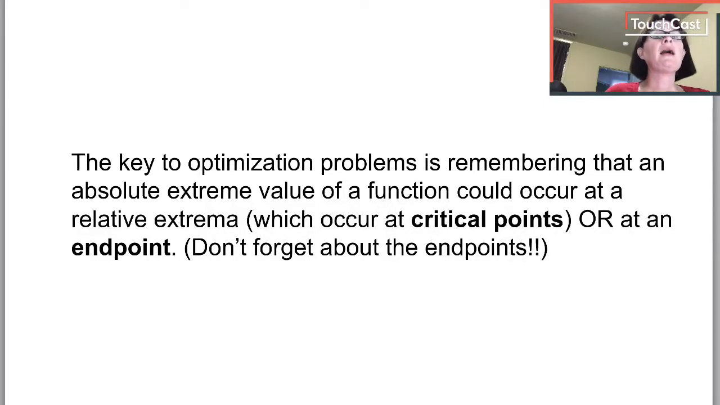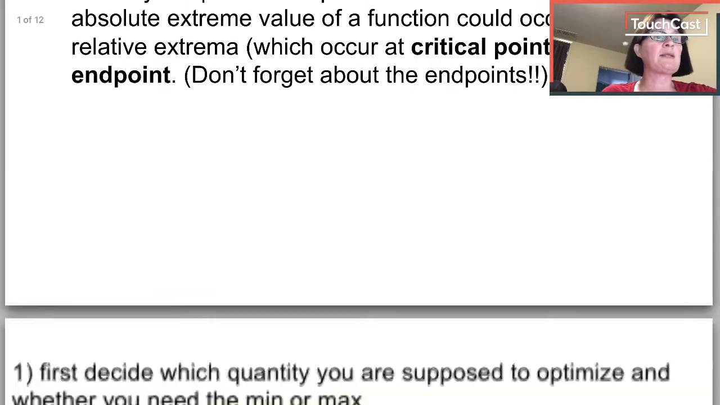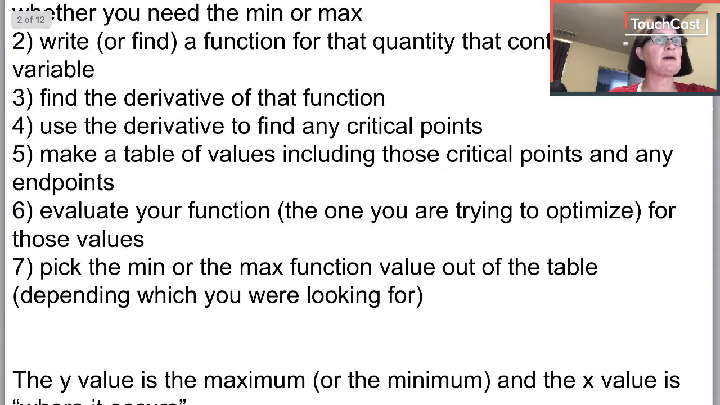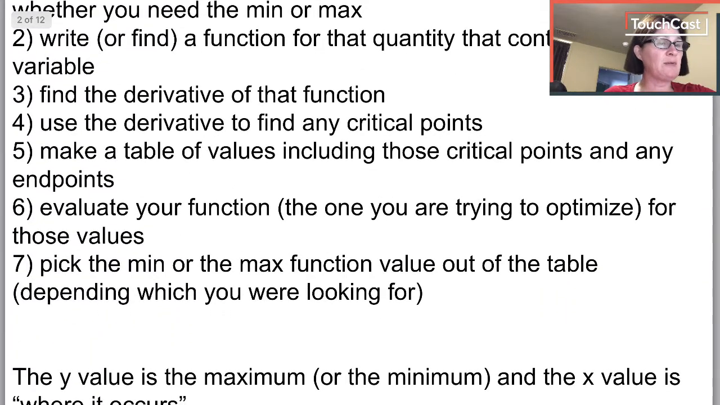So reminder, an optimization problem is an application of finding an absolute extremum, either an absolute minimum or an absolute maximum. And extrema can occur at endpoints if endpoints are known, or at a location of a relative extreme value, which is a critical point. So a place where the derivative is 0 or is undefined. So we talked about these steps in the last video.